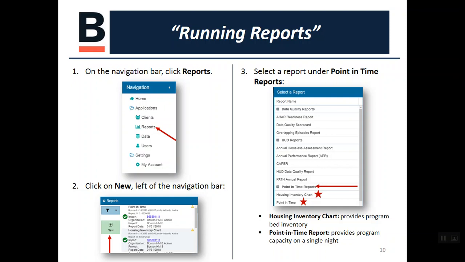To begin running reports in the reporting site, click Reports on the navigation bar, then click New left of the navigation bar. Select the report under the Point-in-Time reports. For Housing Inventory Chart, click Housing Inventory Chart. For Point-in-Time report, click Point-in-Time report.